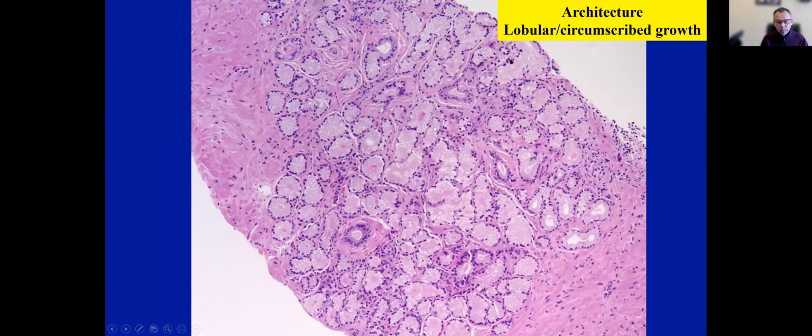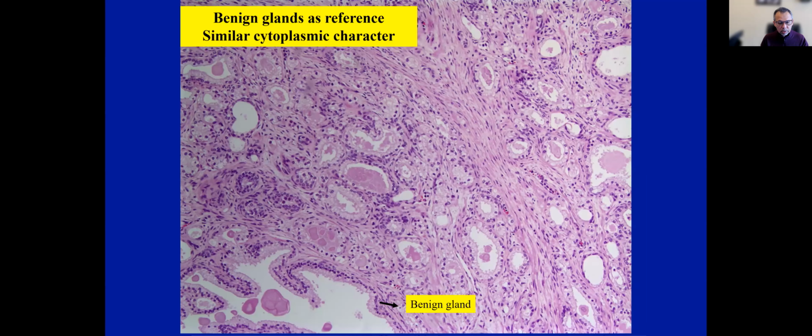So here is an example of a beautiful Cowper's gland where you see this beautiful lobulated circumscribed appearance that is, again, very much speaking for a benign diagnosis. And we will talk about some of these benign mimic situations in more detail in some other presentation.